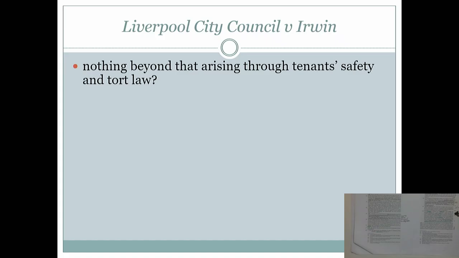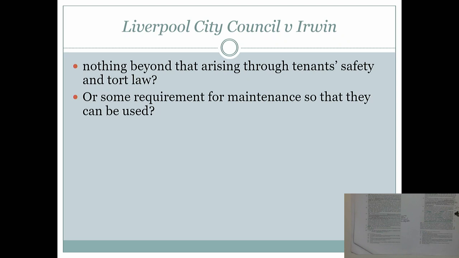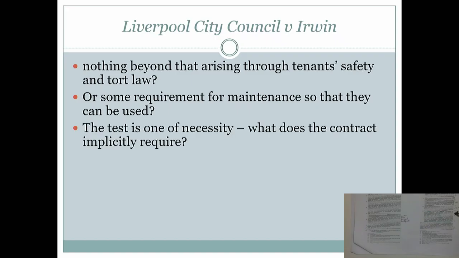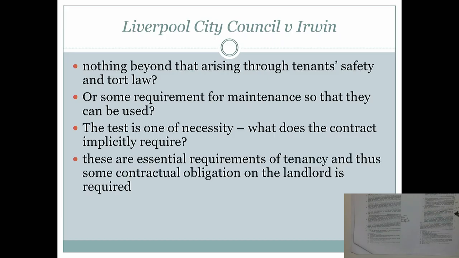We'll do everything reasonable to ensure that no reasonably foreseeable injury will occur to you when you use these common areas. That's what the council argued. And the defendant said, no, there's something more than that. You need to maintain them so that they can be used, not just that they're safe. The court says, look, the test, again, is one of necessity. What does the contract require to make it work? In this case, the stairs and the lift and the rubbish chutes were the essential requirements of this tenancy working. You can't have a multi-level tenancy when the common areas don't exist or can't be used. So there's some contractual obligation on the landlord.